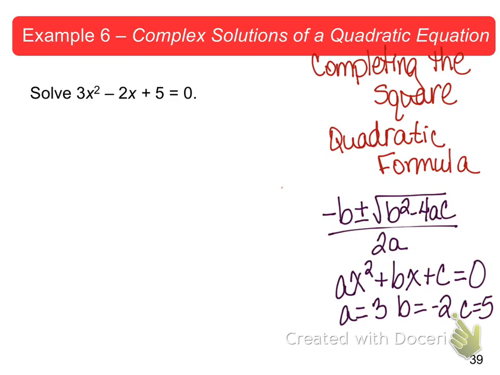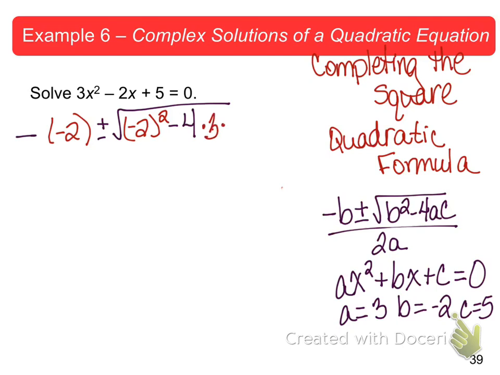Okay? So I have negative b plus or minus the square root of b squared minus 4 times a times c. And all of that is over 2 times a. Now what I tried to do is I tried to plug in the numbers in red.